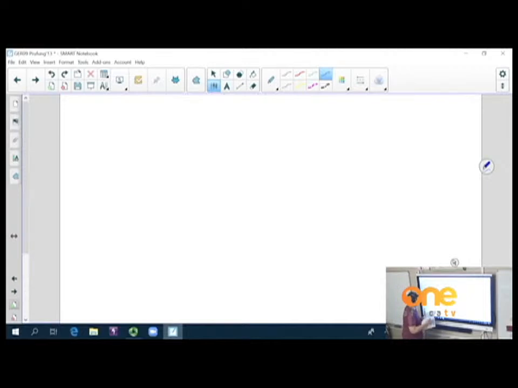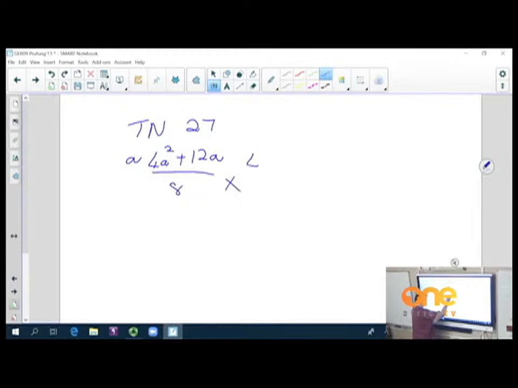And now we're looking at the last one today, trying out 27. First do the exercises, then you mark them. So this one is now 4a squared plus 12a over 8 times 4 over a plus 3. So we need to find out what we can cancel.